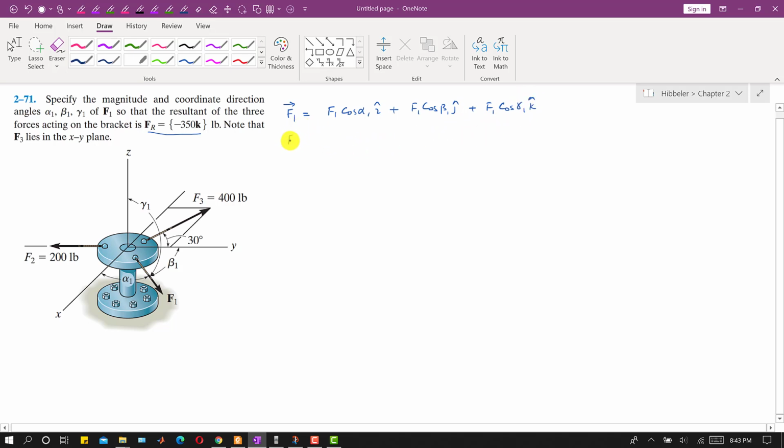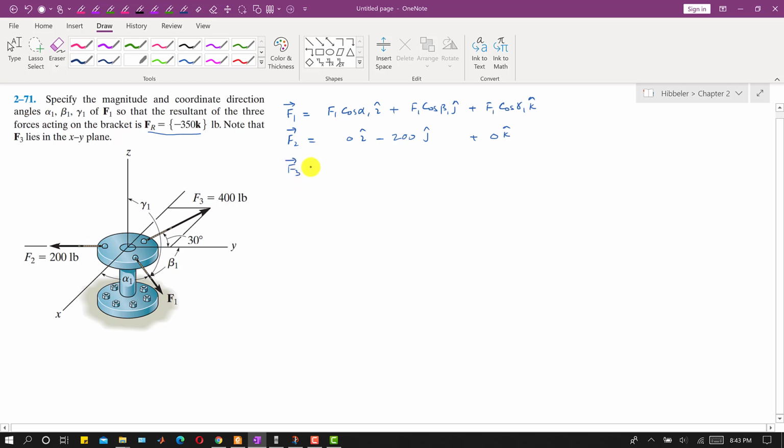Similarly, we can write the F2 vector. We can see that the F2 vector is only acting in the negative y direction, right? So its x component is 0, and its k component is 0. Its y component is acting in the negative y direction, so we will write minus, and the F2y magnitude is 200, since the whole F2 force is acting in the y direction. So this is minus 200 j.